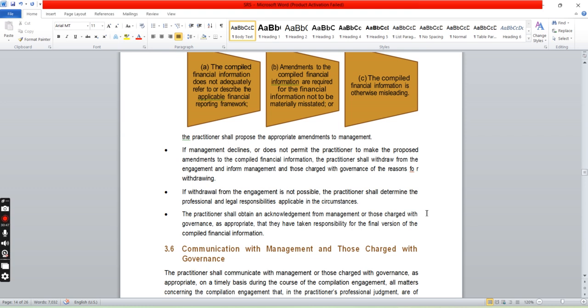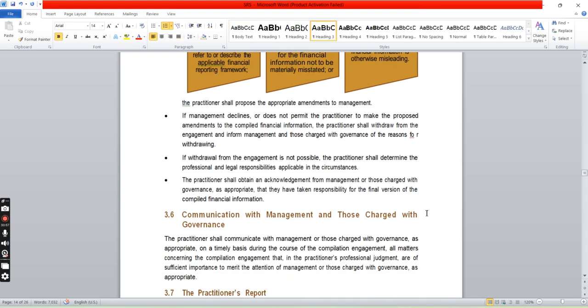The practitioner shall obtain an acknowledgement from management and TCWG, those charged with governance, as appropriate. They have taken responsibility for the final version of the compiled financial information.